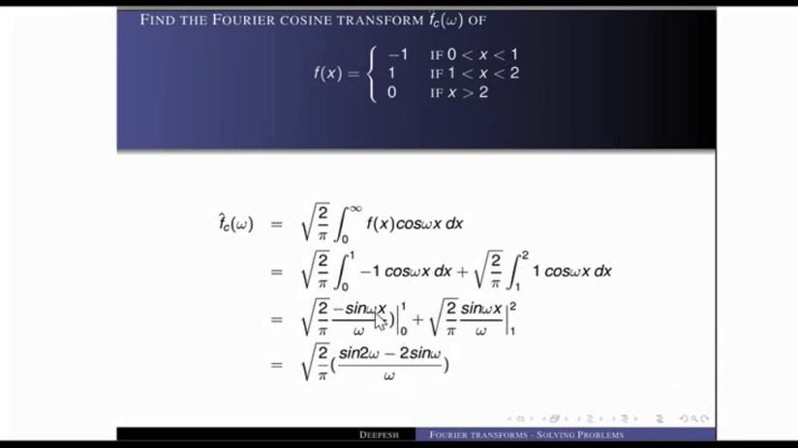Here you should observe that x equal to 0 is going to give you sin 0. So there will be only one term from this part, whereas from here you will have sin 2 omega, and there will be a minus sin omega here. So there will be 2 sin omega minus sin omega. So minus 2 sin omega by omega will be the part other than the constant. So this will be the final answer.